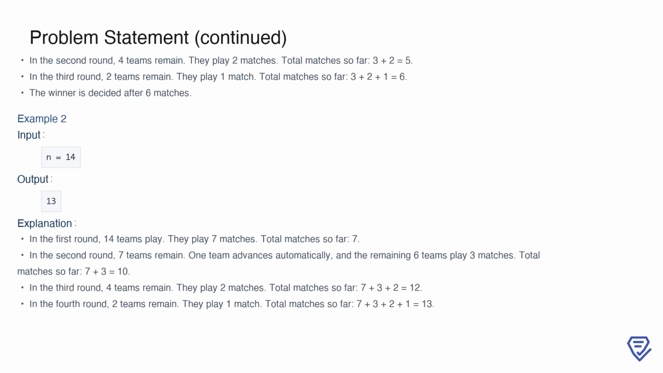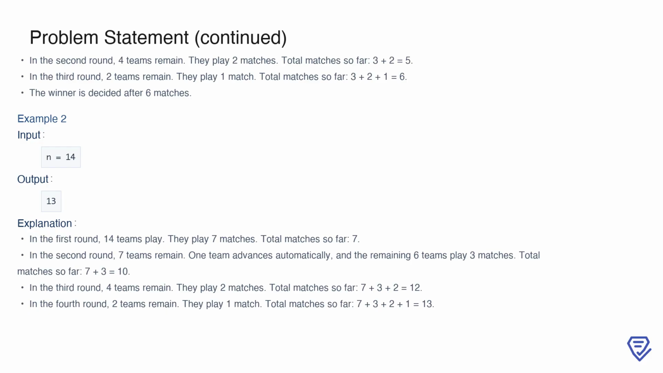Continuing from the same example, after the first round, 4 teams remain. These 4 teams play 2 matches in the second round, bringing the total number of matches to 3 + 2 = 5. In the third round, only 2 teams remain, and they play one final match to decide the winner. This brings the total number of matches to 3 + 2 + 1 = 6. So, when n is 7, the winner is decided after 6 matches.